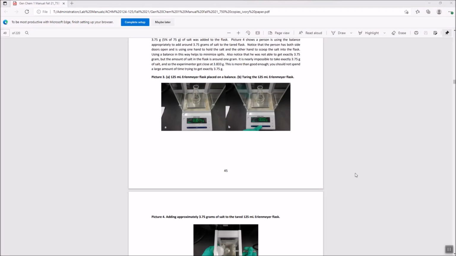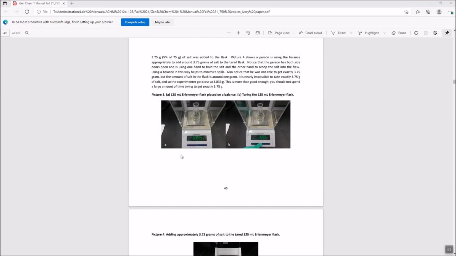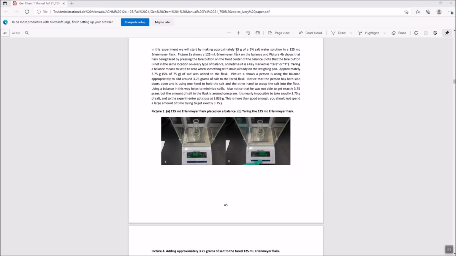So the first thing we're going to do is take a container and tare it. And right here it tells us to add about 3.75 grams of salt to the flask. We're not going to be able to add exactly 3.75 grams, but we're going to add approximately 3.75 grams of salt to the flask.